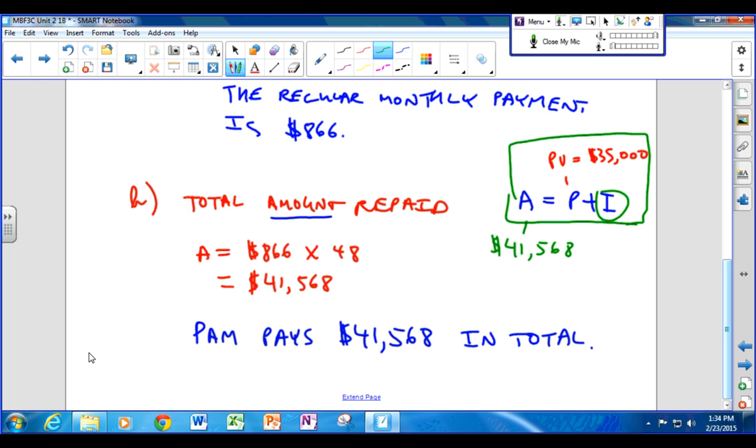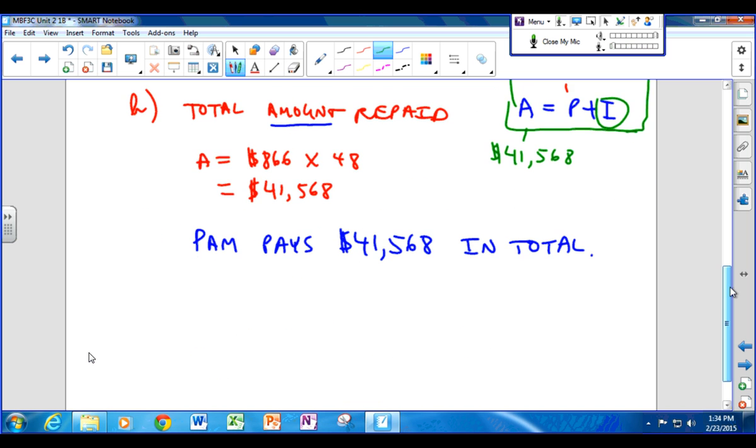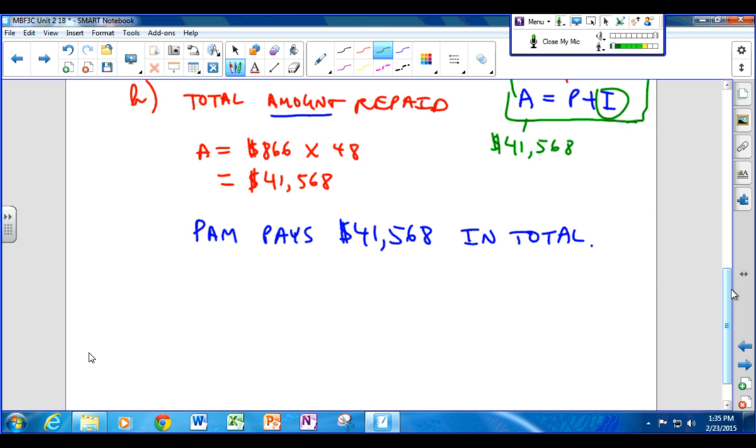Okay, I'm going to extend the page one more time. This is an endless scrolling page. If anyone ever looks at this file again, they're going to have a page that's like 15 meters long. Okay, so A equals P plus I. In our case, it's PV plus I, capital I for interest. 35,000. And the A is 41,568 plus I.